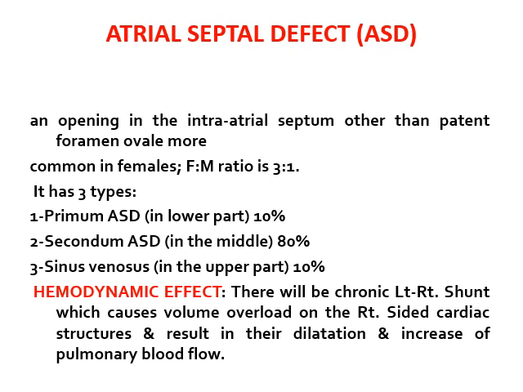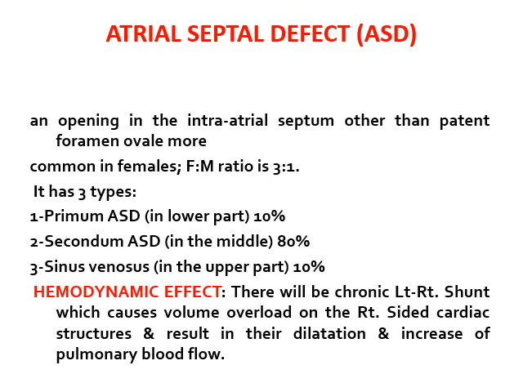Now we talk about the second type of acyanotic congenital heart disease, which is atrial septal defect. It is an opening in the interatrial septum other than patent foramen ovale. It is more common in females, 3 to 1. It has three types. Primum atrial septal defect is located in the lower part of the septum that separates the right atrium from the left atrium. Secundum atrial septal defect is in the middle, about 80%, which is the most common, and the last one is sinus venosus in the upper part, about 10%.